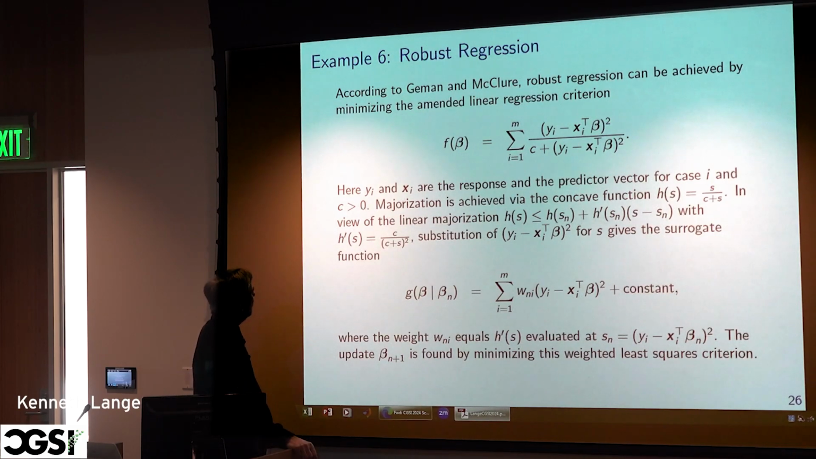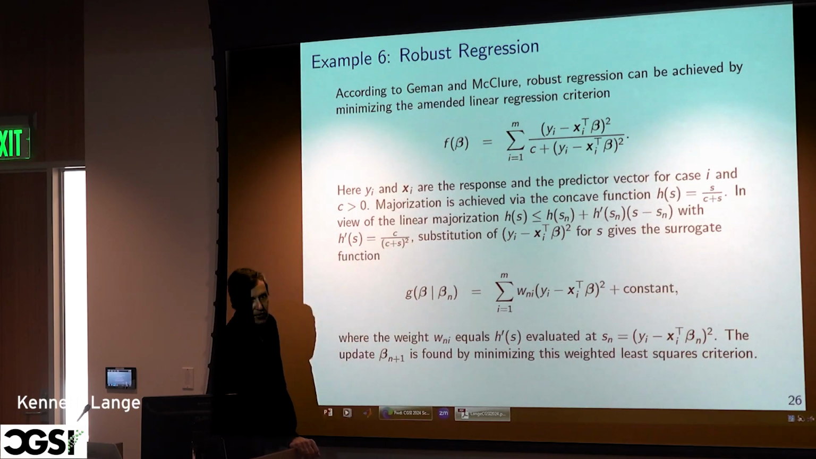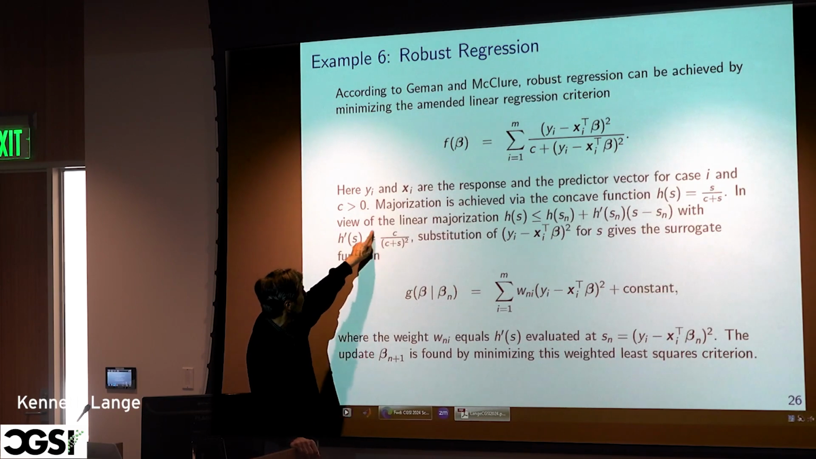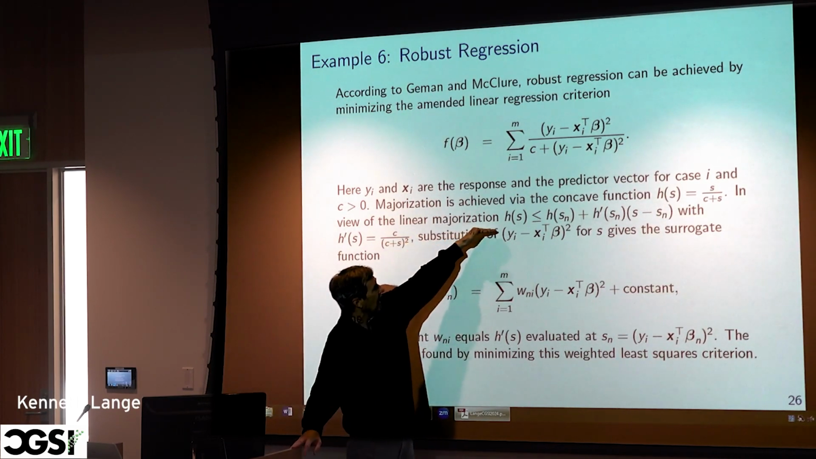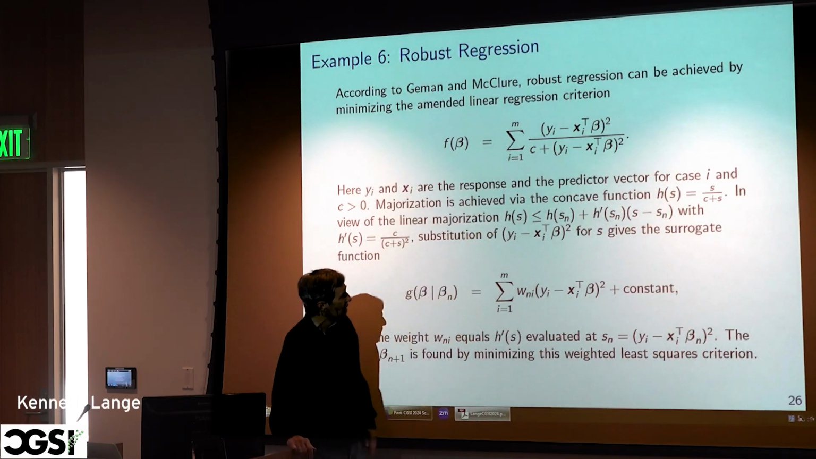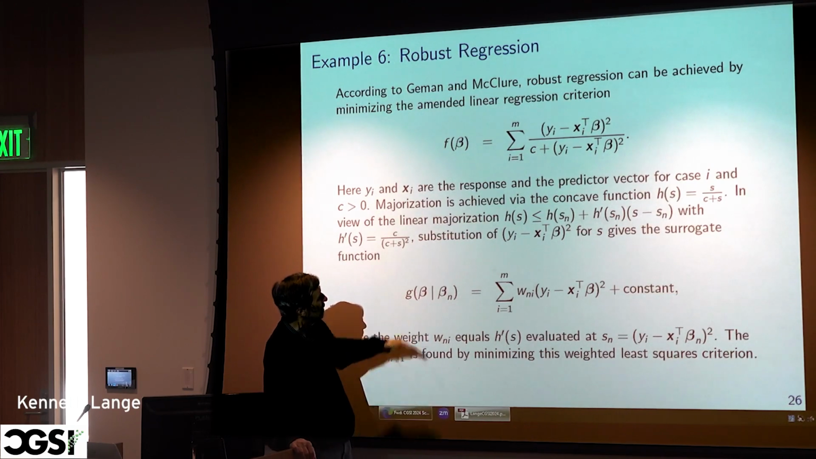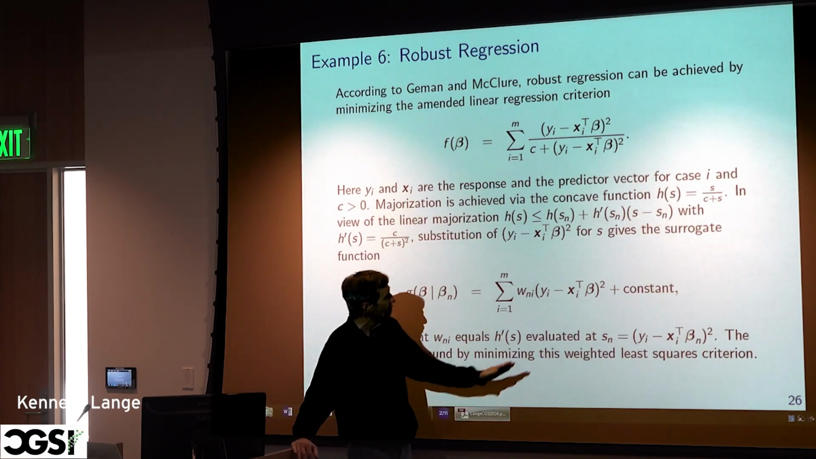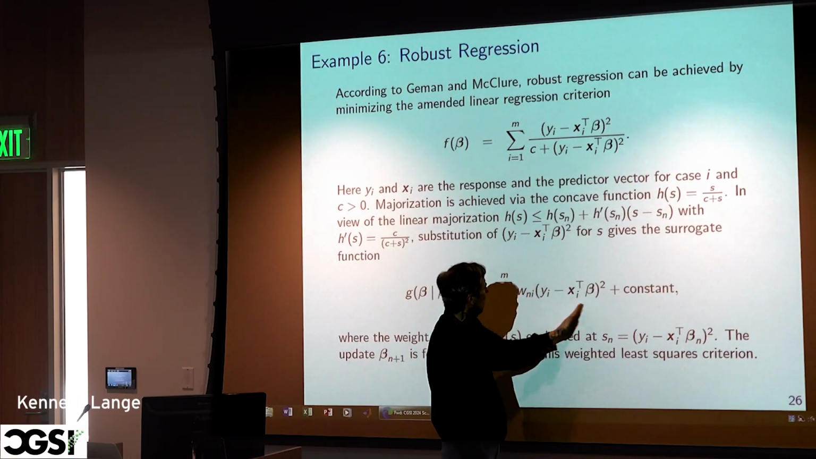I believe this function has a second derivative. So this is a concave function, and one has to verify that through the second derivative. It's clear you're going to get a minus sign here. But then you have this hyperplane inequality, and when you apply that, you get a surrogate. You're going to substitute for the s, the residual squared.